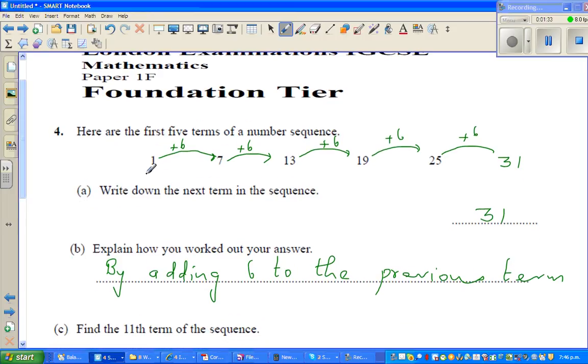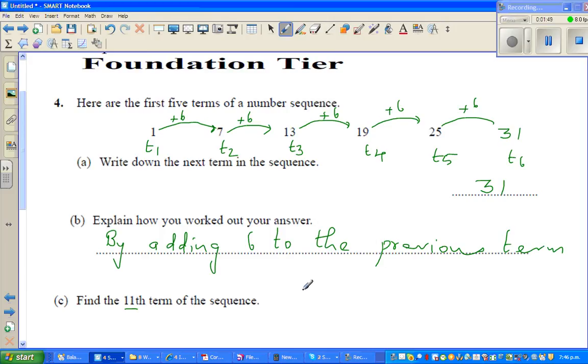This is your first term, so you can say this is your T1, T2, T3, T4, T5. There's a formula, but I don't want to discuss the formula yet. Now you want to write the next terms. T6 is 31, your sixth term is 31. T7 would be plus 6, which is 37. T8 is plus 6, which is 43. T9 would be again plus 6, which is 49.